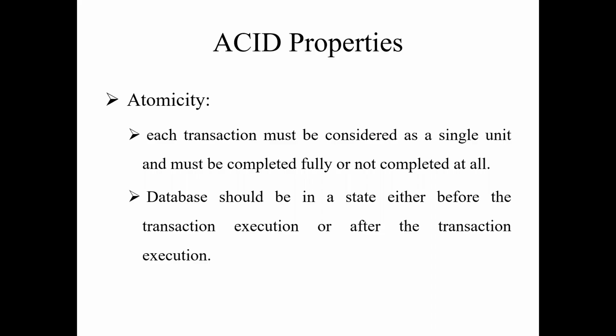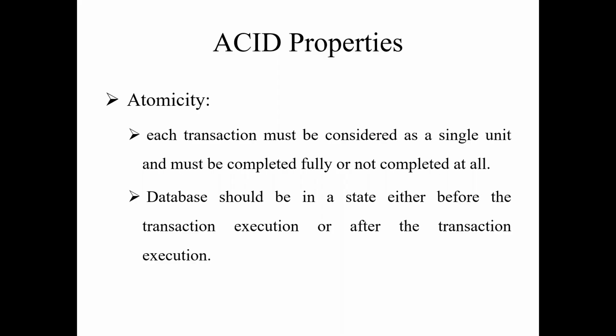Today we are going to see the topic about ACID properties in DBMS. In the context of transaction processing, the acronym ACID refers to the four key properties of a transaction. A means atomicity, C consistency, I for isolation, and D for durability.